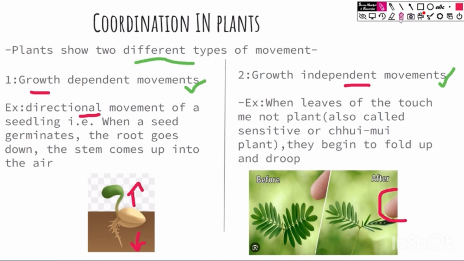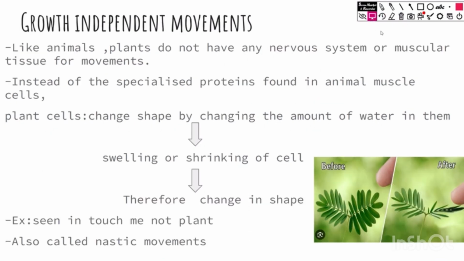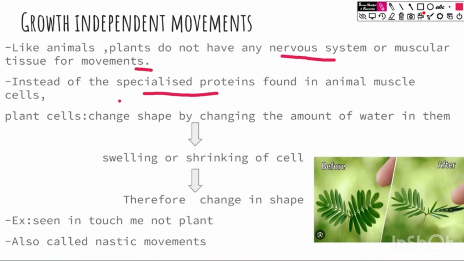They have only one particular direction. We will study both of them in much detail, starting with growth independent movement, as we have seen in the touch me not plant. I told you that like animals, plants do not have any nervous system or muscular system to control their movements. Instead of the specialized proteins which are found in animal cells, plant cells have different mechanisms.